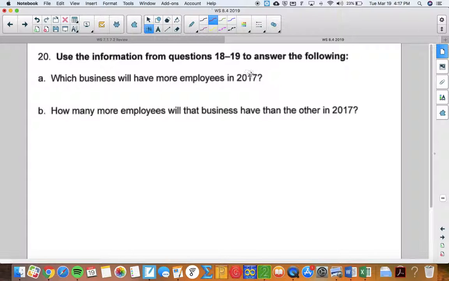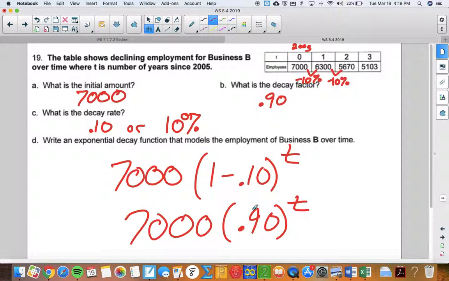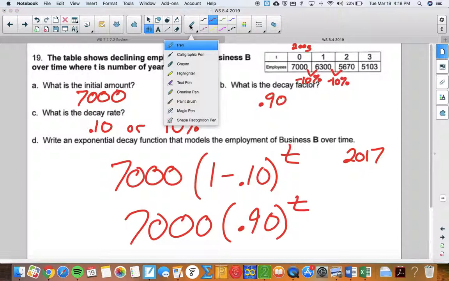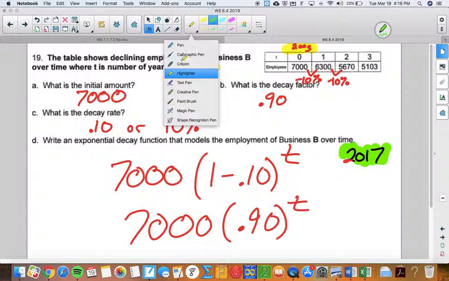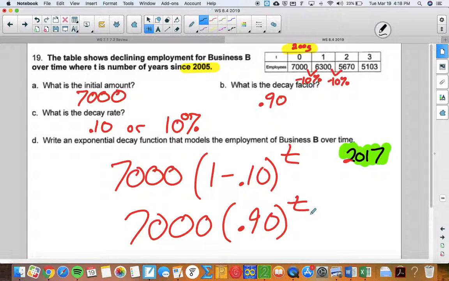Which business will have more employees in 2017? We'll compare your answer to 18B to what we get for 2017 here. Now this equation is created with our initial year being 2005. So what's the difference between 2005 and 2017? It's 12 years. So I need to now make my T be 12 years. That'll give me the number of employees. And now I just need to compare that to my previous answer.